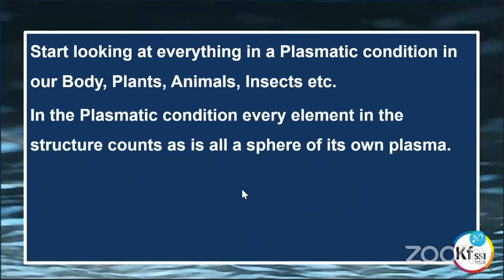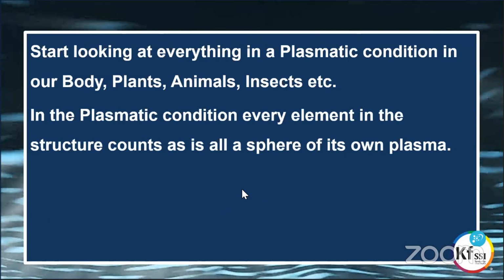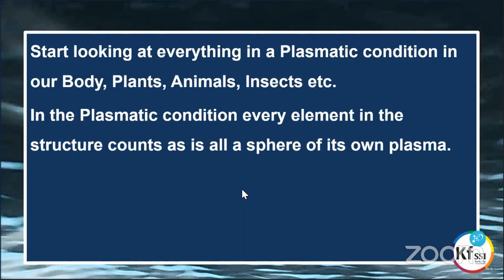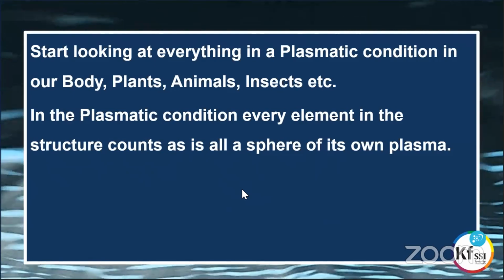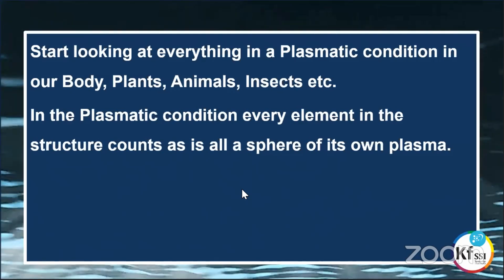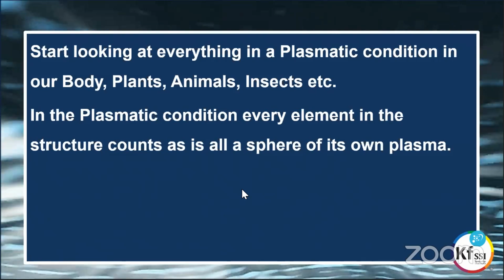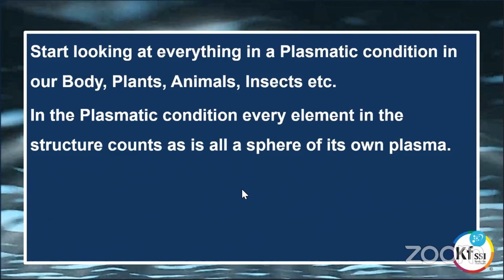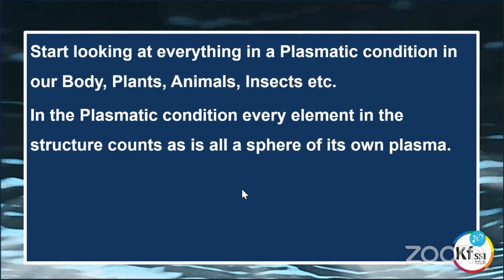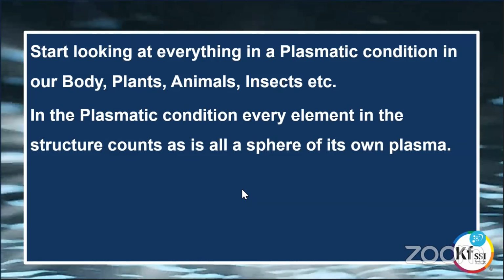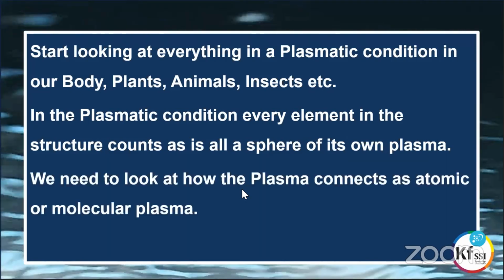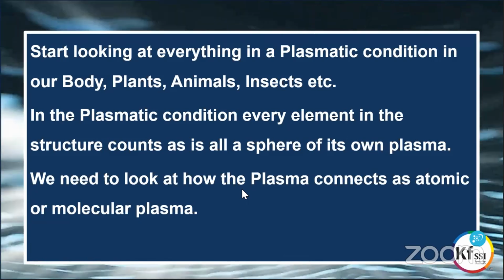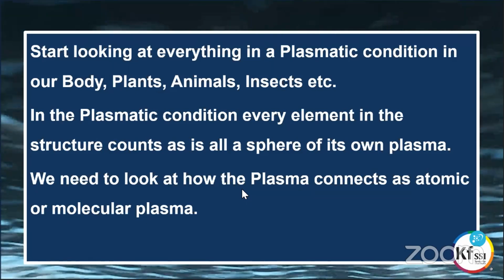And in plasmatic condition, every element in that structure counts as a sphere of its own plasma. So each one in that amino acid structure, even your hydrogen, has its own separate plasma, counts to create that structure, that new plasma of the amino acid. So we need to look at how the plasma connects with each other at the atomic and molecular plasma.